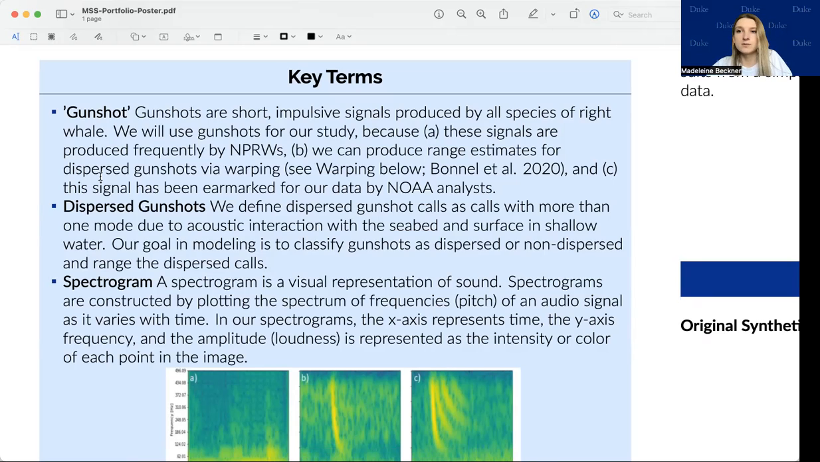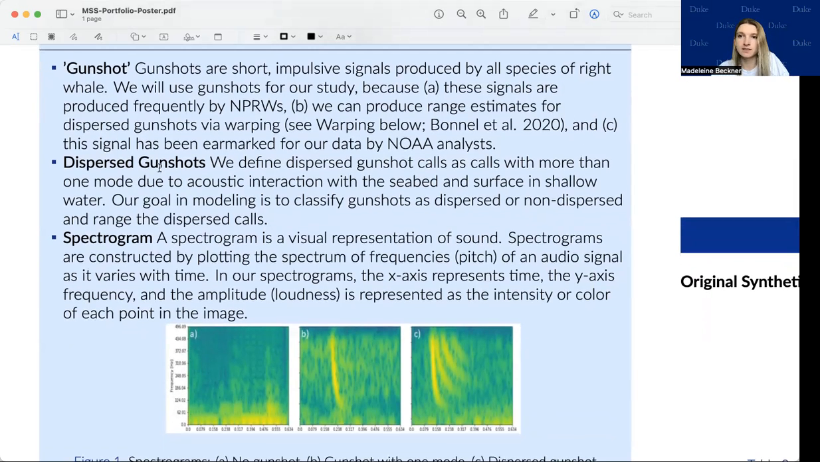In other words, we can produce a distance estimate from the whale to the hydrophone recorder at the time of the signal emission. So that is very valuable. This quality that I'm talking about is called dispersion. Dispersed gunshots are calls with more than one mode due to the acoustic interaction with the seabed and sea surface in shallow water. So our goal in modeling is going to be to classify gunshots as dispersed or non-dispersed, and then range the dispersed calls. Because if you remember, we can only range the calls that are dispersed.